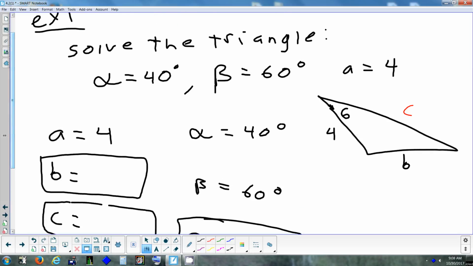Beta, it's going to go across from B. And alpha, it's going to be across from A. And that's gamma, because it's across from C.